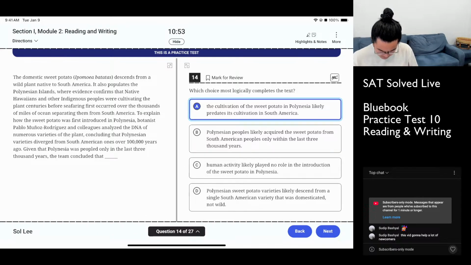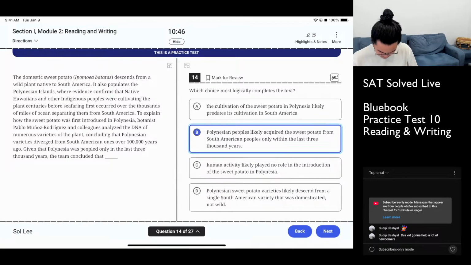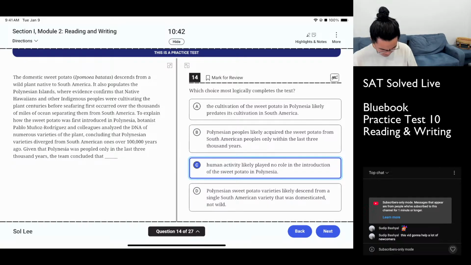Okay, the cultivation of sweet potato in Polynesia predates the cultivation... Nope, we don't know, because that's just more recent stuff. Polynesian likely... no, because it was there a long time ago. Humans played no role in the introduction of sweet potato in Polynesia. That is correct because it's way before. Domesticated versus wild is off topic, so this is the only correct answer.